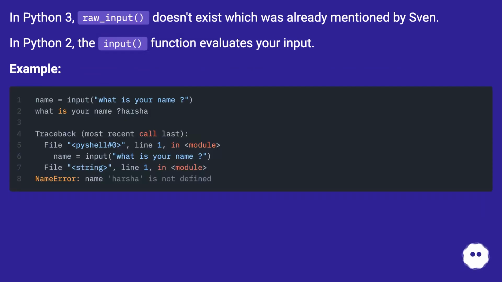In Python 3, raw_input doesn't exist, which was already mentioned by Sven. In Python 2, the input function evaluates your input. Example.